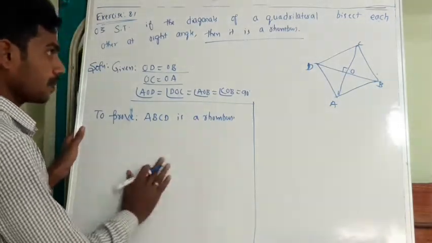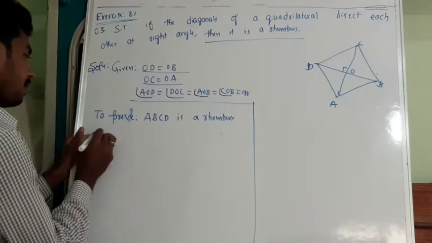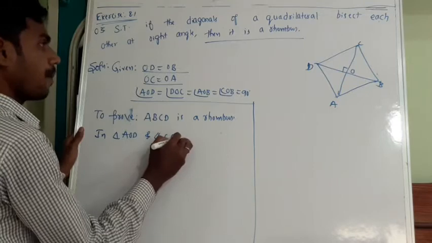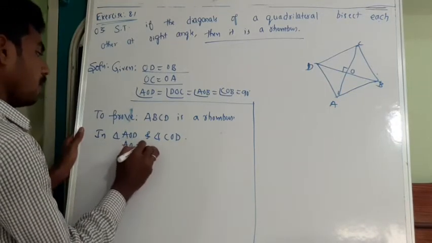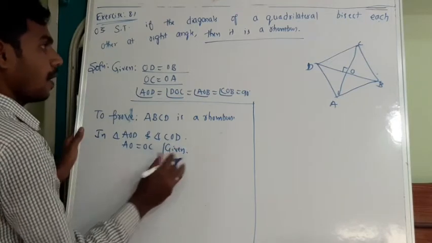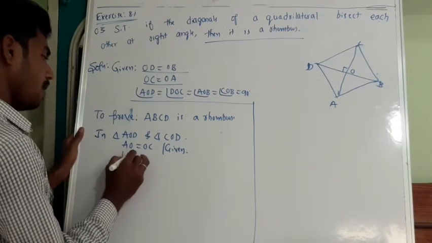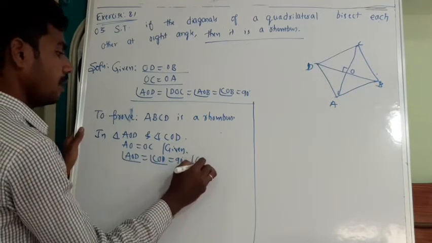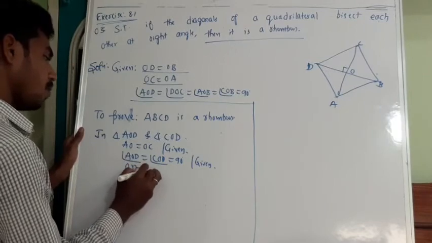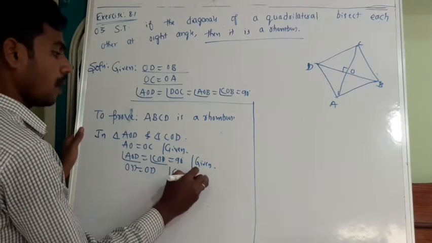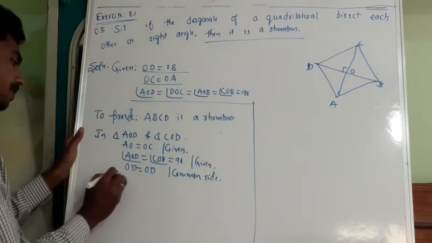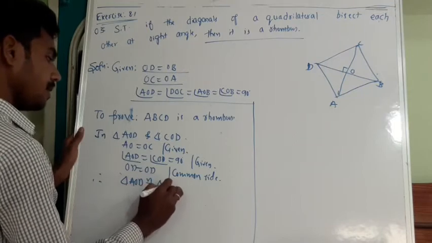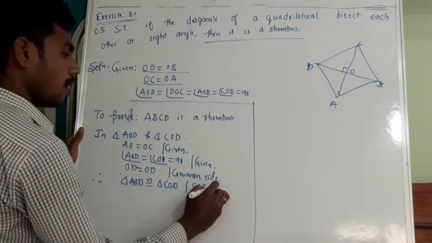See, in triangle AOD and triangle COD, AO is equal to OC, it is given, and angle AOD is equal to angle COD is equal to 90 degrees, this is also given, and OD is equal to OD, it's a common side. Okay, so therefore triangle AOD is congruent to triangle COD. This is from the SAS congruence criteria.